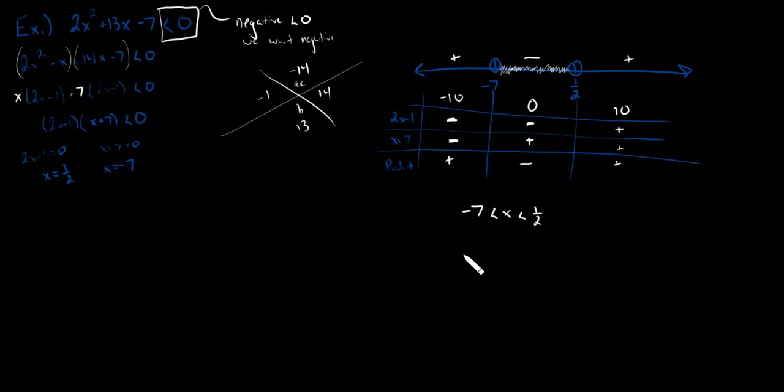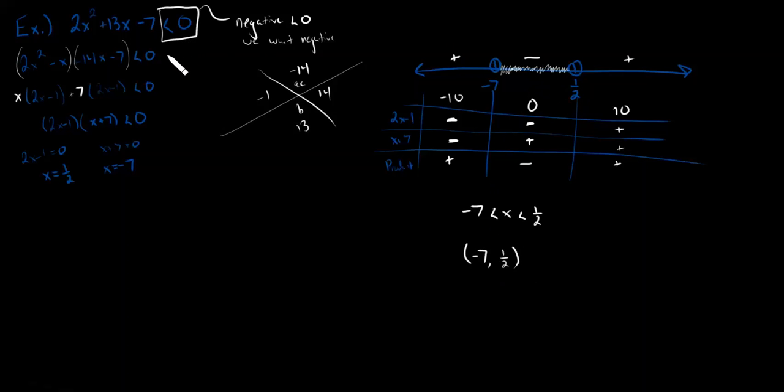So that would be our inequality. Or in interval notation, we'd have -7 with a parenthesis around it because it's not "or equal to," up to positive 1/2 with a parenthesis around it because it's not "or equal to." So we have our solution graphed, our solution as an inequality, and our solution as an interval. And we wanted the negative because we wanted to be less than 0.